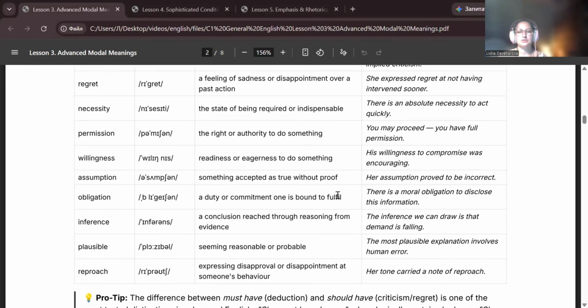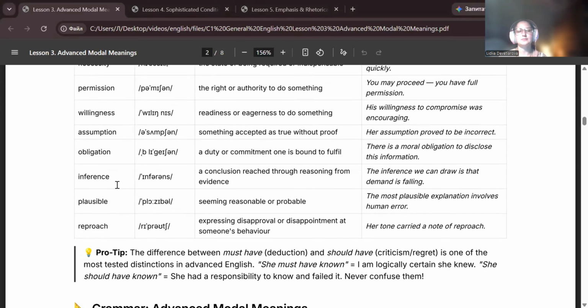Obligation. A duty or commitment one is bound to fulfill. There is a moral obligation to disclose this information. Inference. A conclusion reached through reasoning from evidence. The inference we can draw is that demand has fallen. Plausible. Seeming reasonable or probable. The most plausible explanation involves human error. Reproach. Expressing disapproval or disappointment in someone's behavior. Her tone carried a note of reproach.